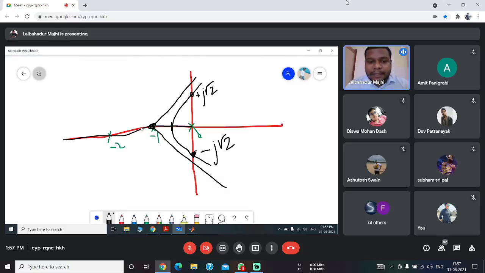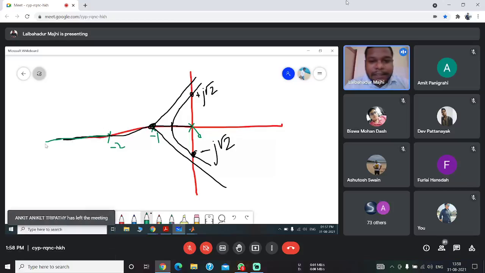We are getting this root locus branch as well. That root locus will start from this pole minus 2, and it will follow this 180 degree asymptote. So this other root locus branch will start from minus 2 and follow this 180 degree asymptote. Clear?